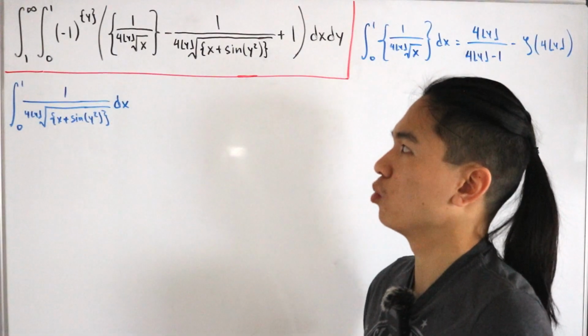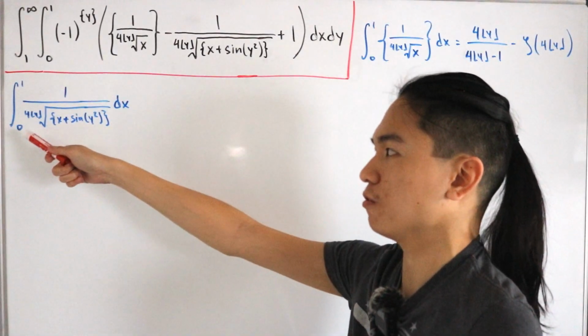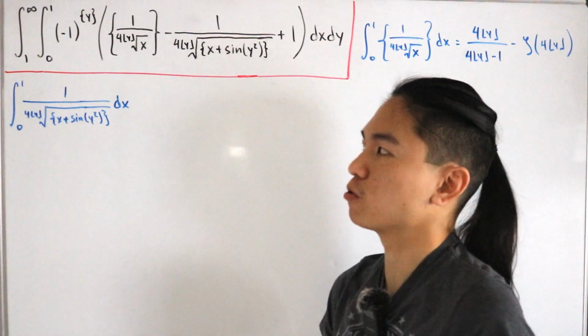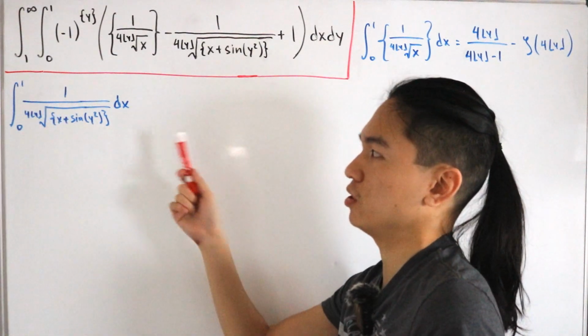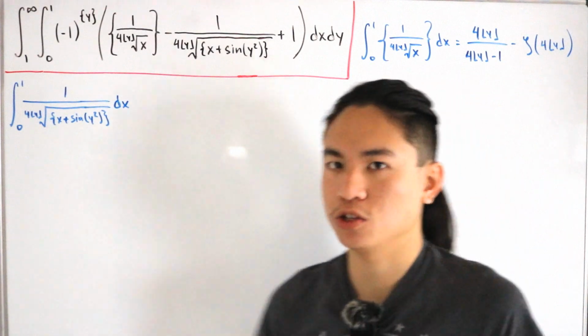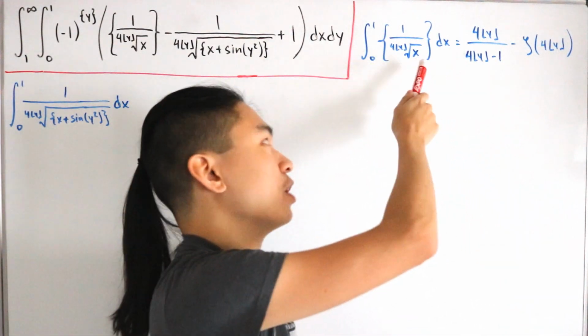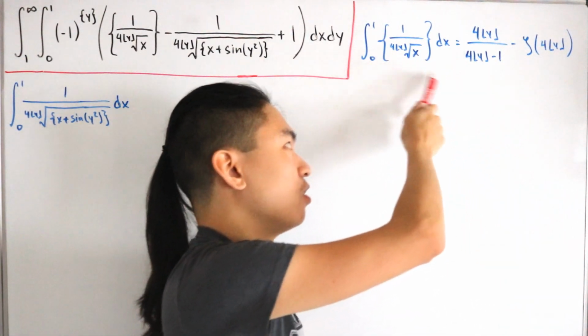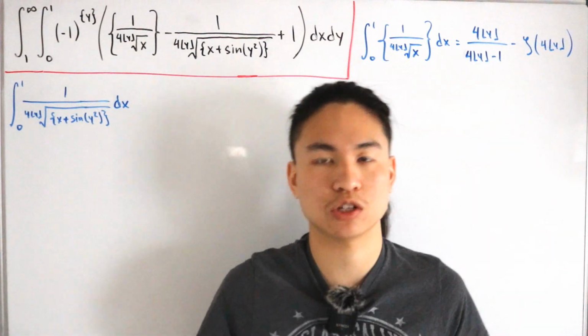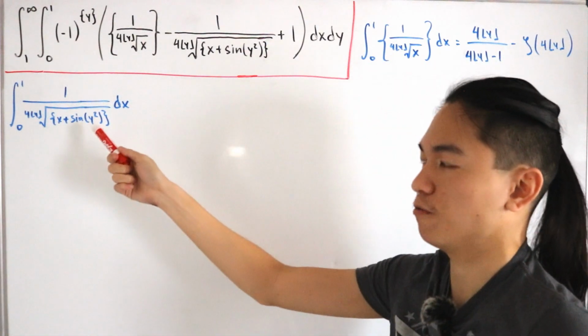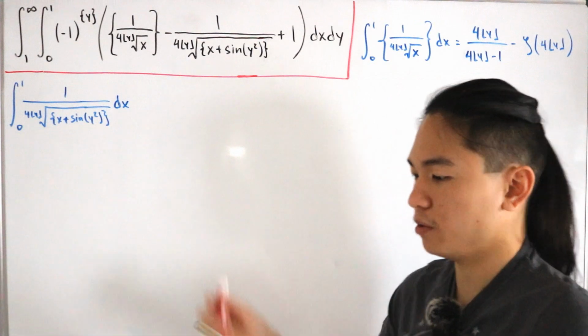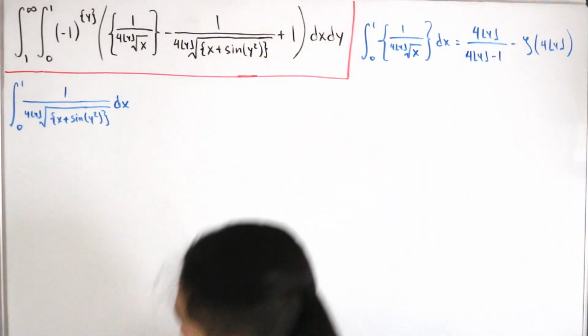Okay, so the next integral we want to calculate is the integral from 0 to 1 of 1 divided by the 4y root of the fractional part of x plus sine of y squared, dx. Just a little reminder, I wrote that the integral we just previously solved is equal to the right-hand side, so this will come in handy later once we finish tackling this. So how do we approach such an integral?